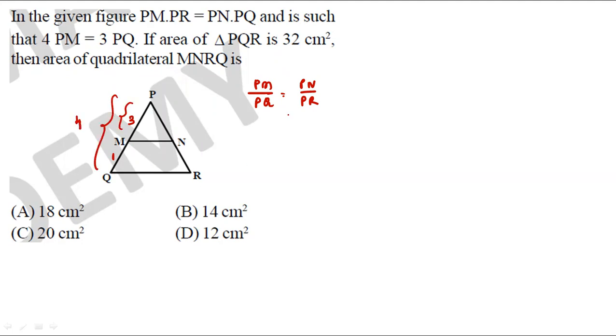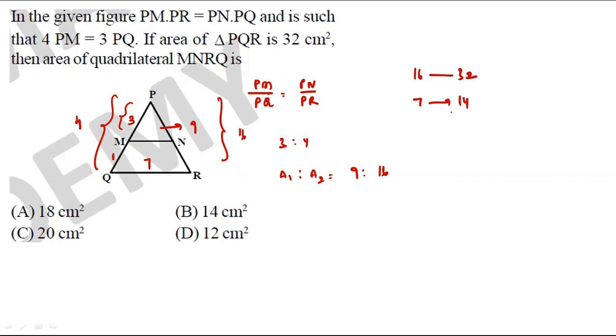4. If side 1 is to side 2 is 3:4, therefore area 1 is to area 2 is equal to 9:16. Which one is 9? The smaller triangle is 9. Overall is what? 16. Can you tell me this trapezium is how much? Can I say it is 7? Yes or no? Now he's saying the entire triangle PQR is 32, then the area of the quadrilateral. See, 16 parts is 32, that quadrilateral 7 parts becomes how much? 14 centimeter square. So 16 parts is 32, so 7 parts is how much?